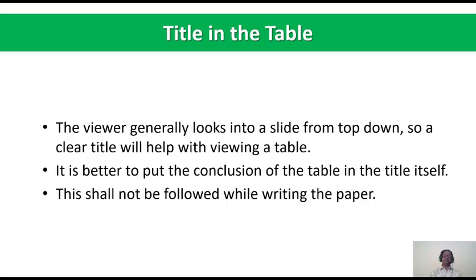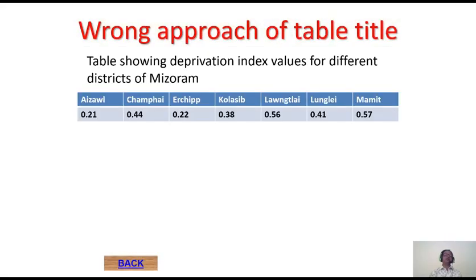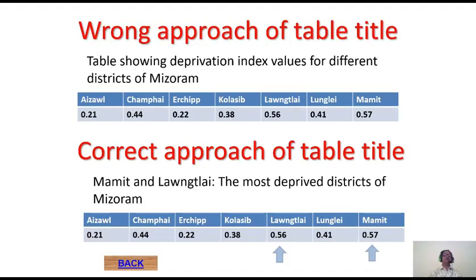But if you are making a presentation, then you can do this. Let us have this. Now these are two things. You see here, the author has computed the deprivation index of some districts of Mizoram. He or she wants to display the value. So he gives the title: Table showing deprivation index values for different districts of Mizoram.